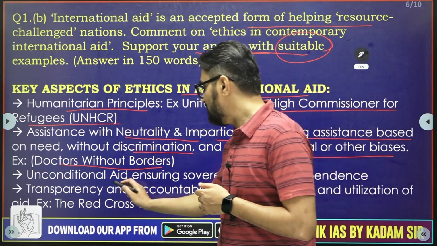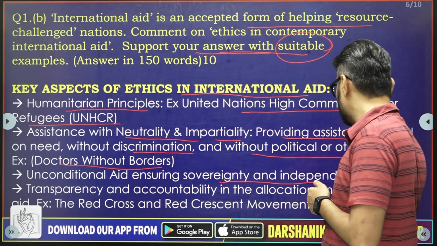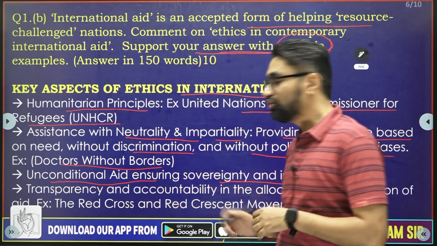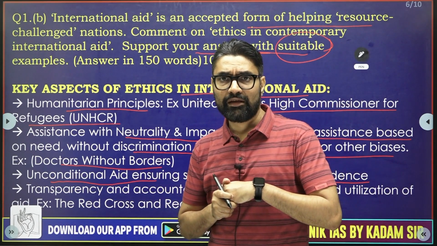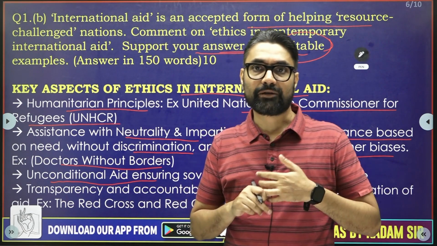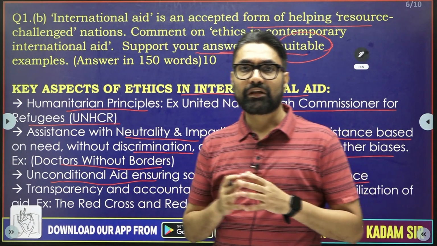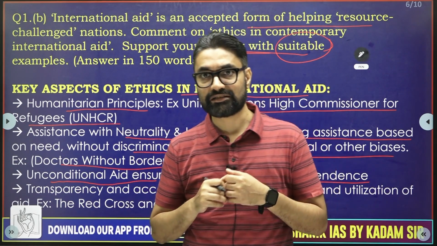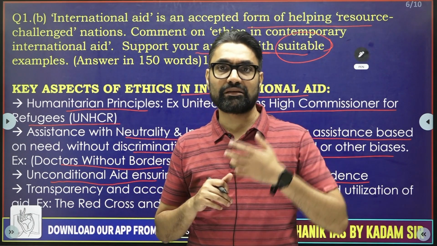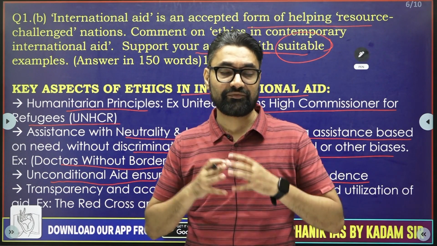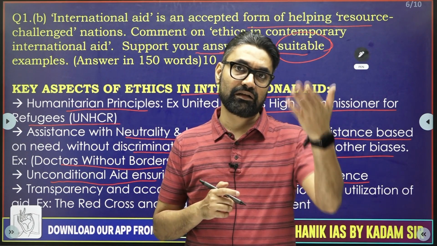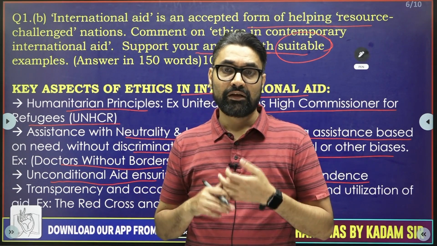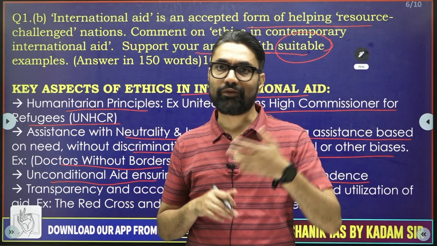Then third point is unconditional aid, ensuring sovereignty and independence of the country. Okay, ये भी बहुत important है. While giving aid, you should be unconditional. Okay, now just to explain this point. Now few years back, India wanted to buy Rafale fighter planes. Now when India went to international market to buy this 5th generation fighter aircrafts, many countries came up with their models to sell their products, in which we chose Rafale of France.